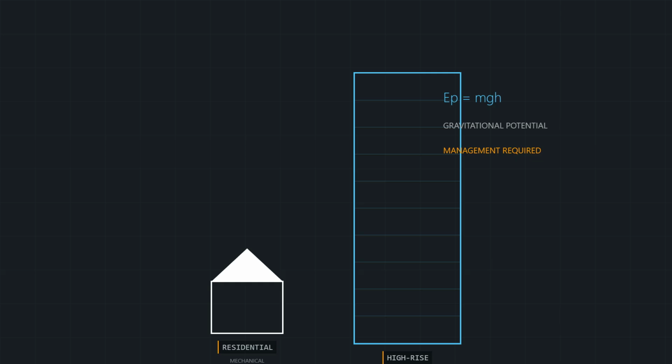The primary engineering difference is the energy management required. High-rise implosion converts massive gravitational potential energy into controlled kinetic energy within a defined boundary. This complex energy conversion factor is entirely irrelevant in typical residential deconstruction projects.